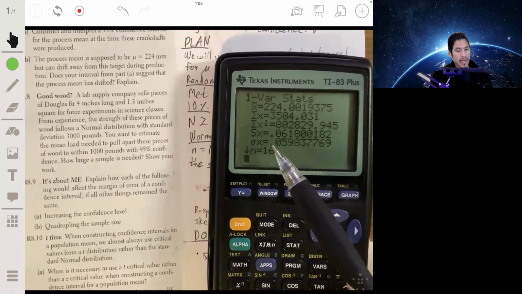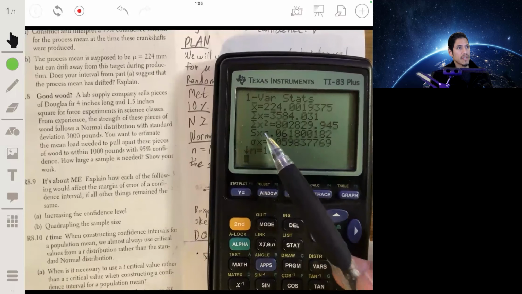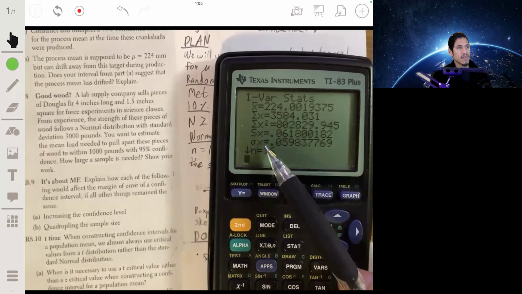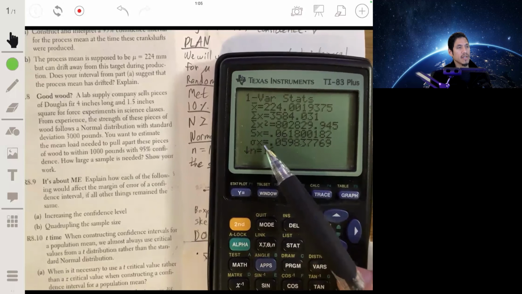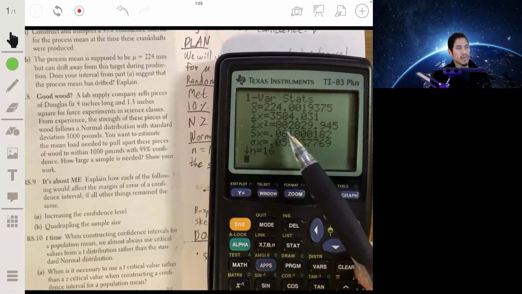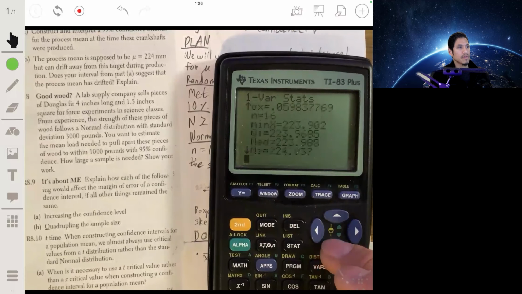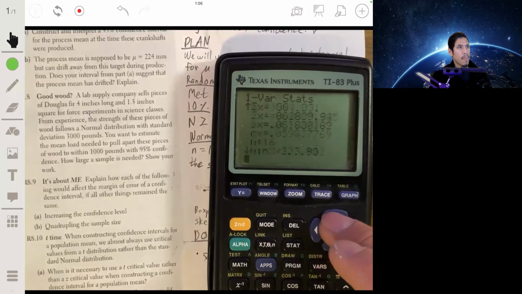Our sample mean is 224.0019.375. And if you look, there's two values for the standard deviation. You're going to use this one because that's our sample standard deviation. The difference is that this one divides by n-1, whereas this standard deviation, which is the population standard deviation, just divides by n. So we're going to use the 0.0618. It also gives you other values in case you need them.